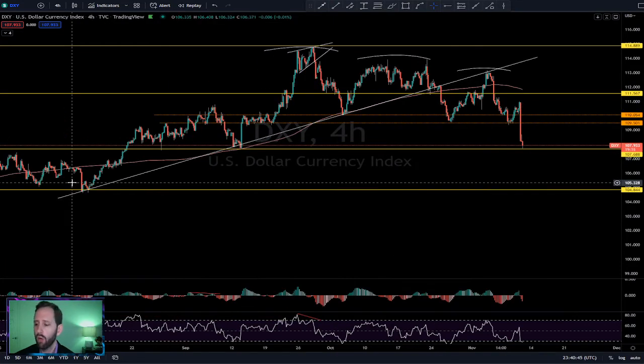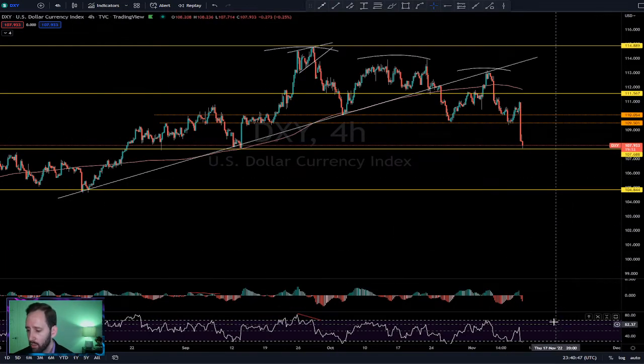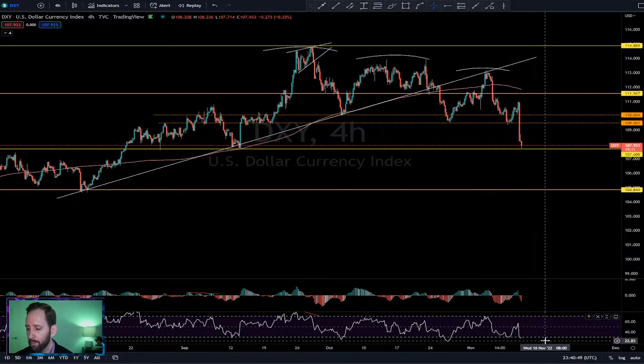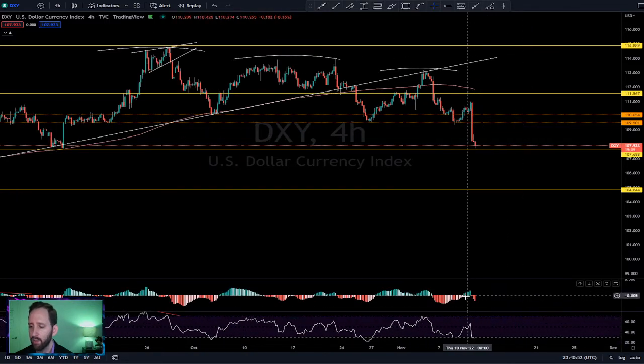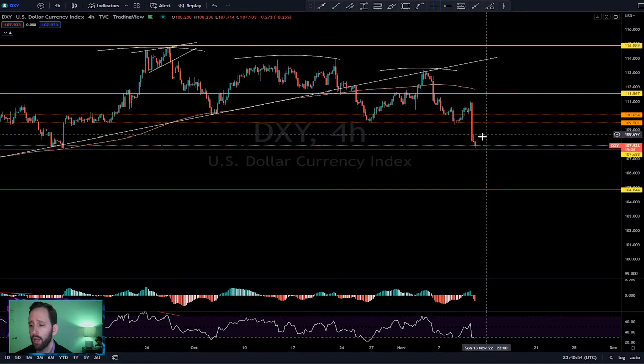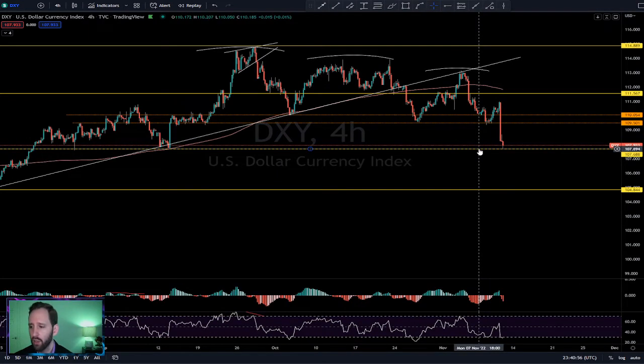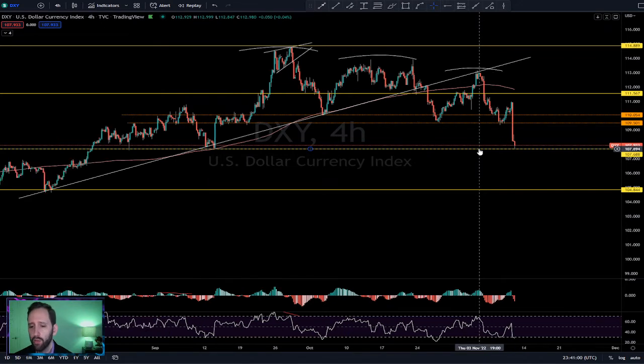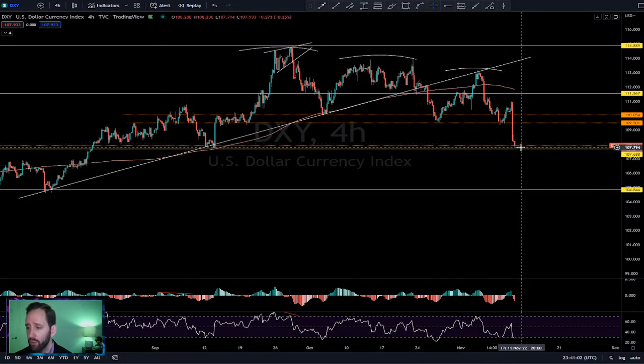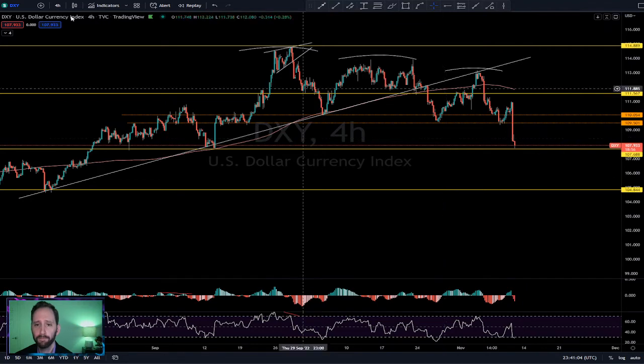Taking a look at the 4-hour on the DXY. So you are oversold currently, but you do have negative momentum continuing to build, and you did find support temporarily. You know, limit bids at a place where you'd expect to find limit bids. I do think if you break below these levels, you will see the next level at 104.